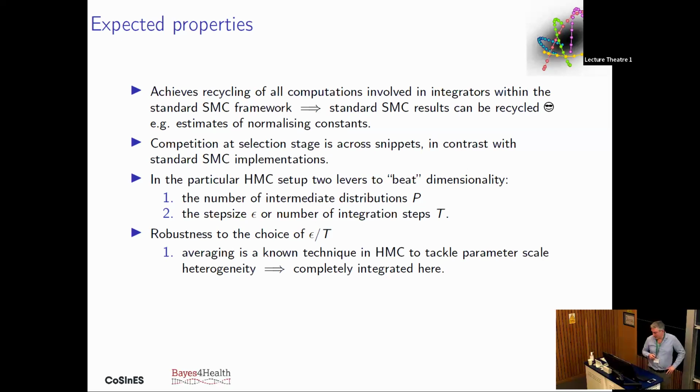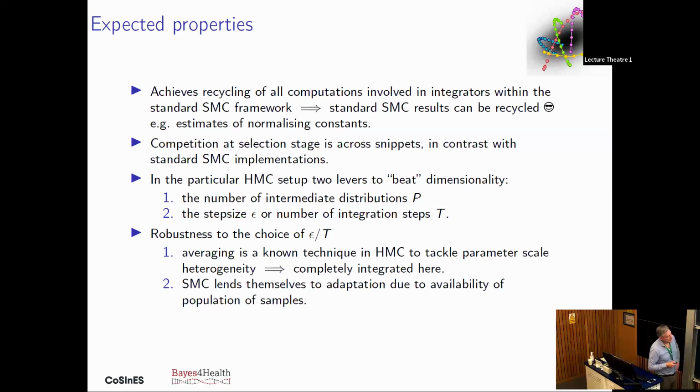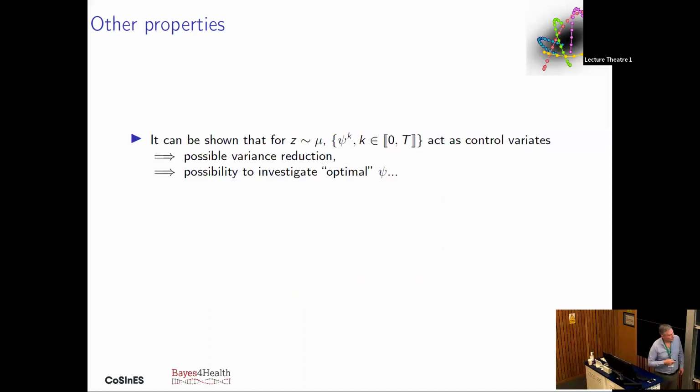And there are many other properties. For example, for HMC, it is known that averaging is a good idea, especially when your coordinates live on different scales. Basically, this is part of the algorithm here. It's not an additional stage and doesn't cost you more. Another thing, I'll show you some pictures that are very interesting but preliminary: because of the SMC, we've got all those particles and we can compute many statistics about the integrators. So there is the hope that you can design adaptive SMC algorithms in a well-informed way because of the population.